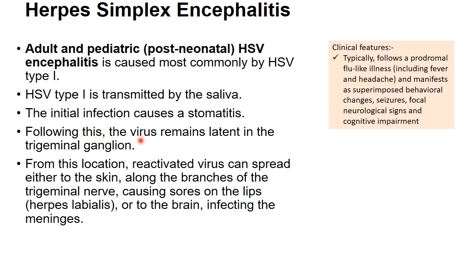From this location the reactivated virus can spread either to the skin along the branches of the trigeminal nerve, causing sores on the lips, as we all know, called herpes labialis, or to the brain, infecting the meninges. The typical clinical feature is a prodromal flu-like illness like fever and headache, and manifests as a superimposed behavioral change with seizures and focal neurological signs, as well as cognitive impairment.